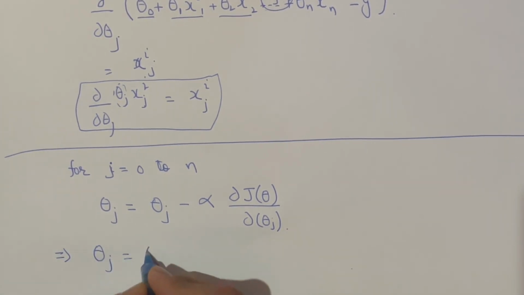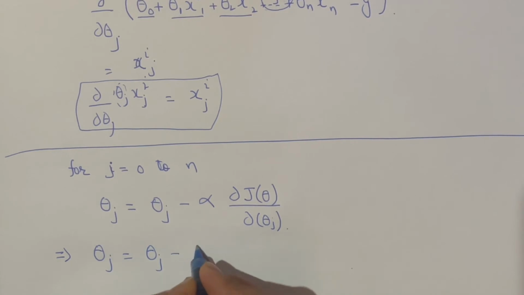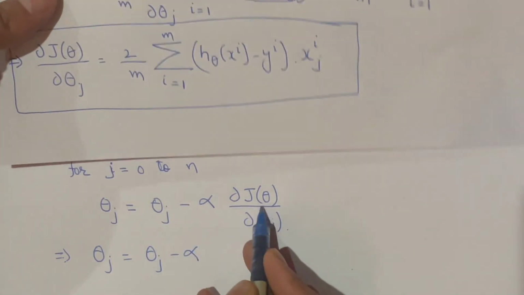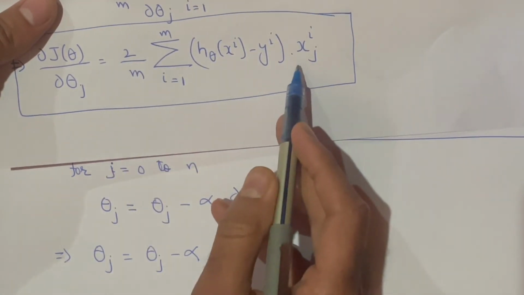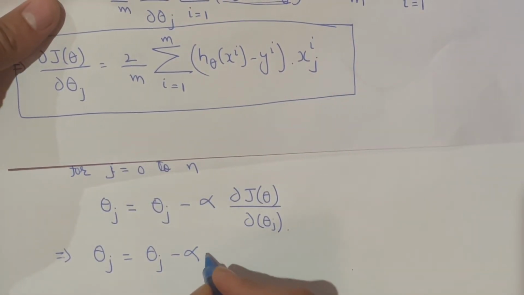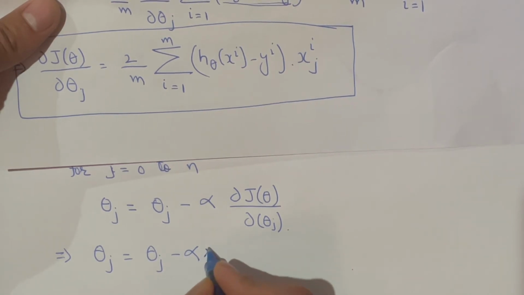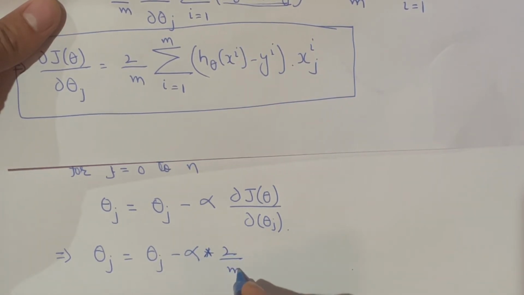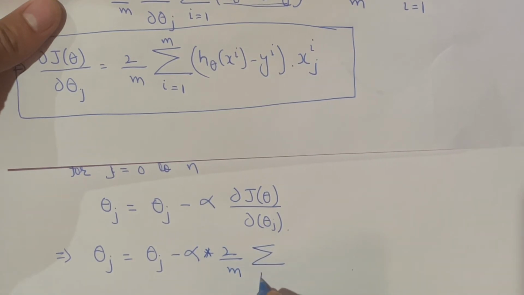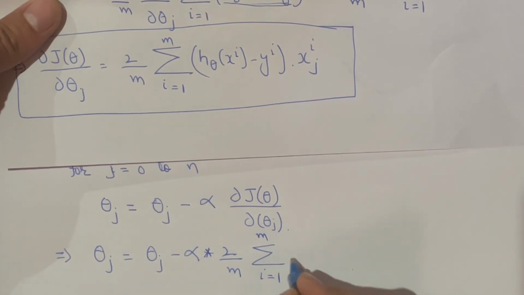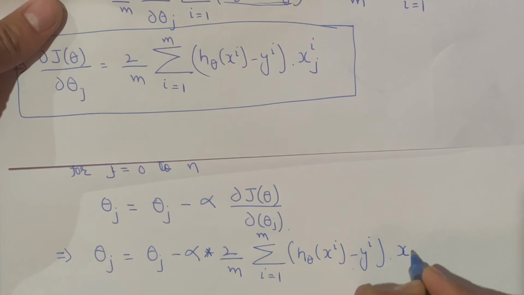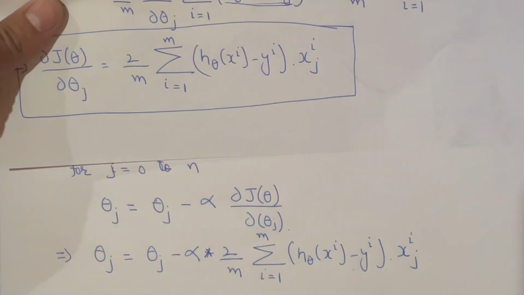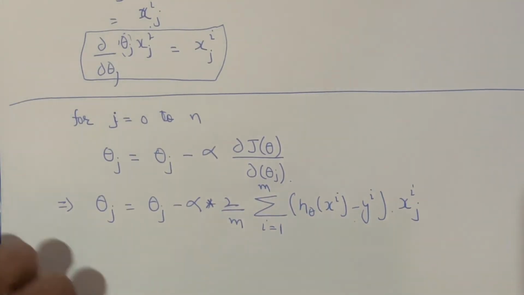or we can also write it, this implies theta j will be equal to theta j minus alpha times, so what is now theta j with respect to j of theta with respect to theta j, 2 by m this particular quantity. So it will be into 2 by m summation i running from 1 to m h of theta xi minus yi into xij.